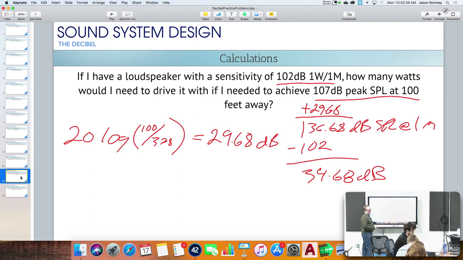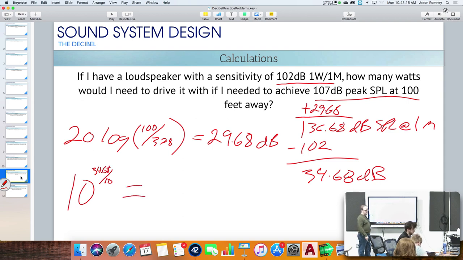Okay. So how would I figure out how to make 34.5 more dB? We've done this problem like 5 times already today. It's 10 to the power of what over 10? Of the difference, the dB, right? 34.68. That would give me the power ratio of 34.68 dB, right? So what is 10 to the power of 34.68 divided by 10?